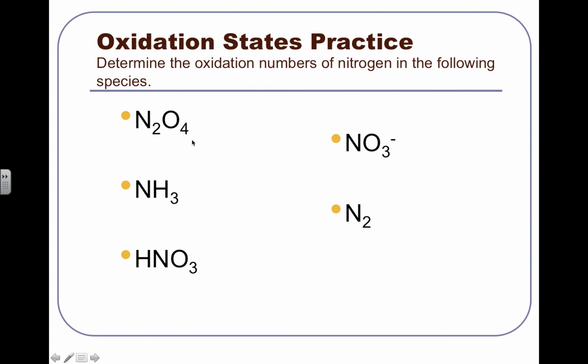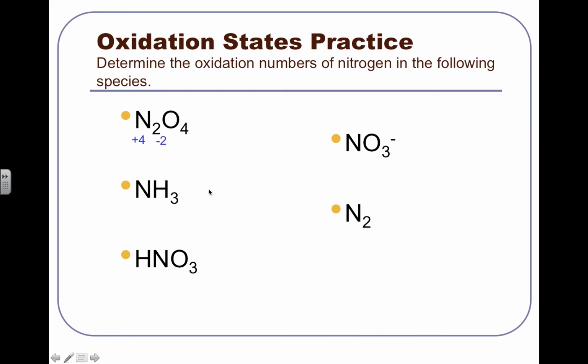So in this first one, it's N2O4, so oxygen is going to be a -2. And we have 4 oxygens, so 4 times -2 is -8. All right, and we have 2 nitrogens to go with that. And so our 2 nitrogens combine with -8 to give us a net charge of 0. So 2N minus 8 equals 0. N is going to be +4.